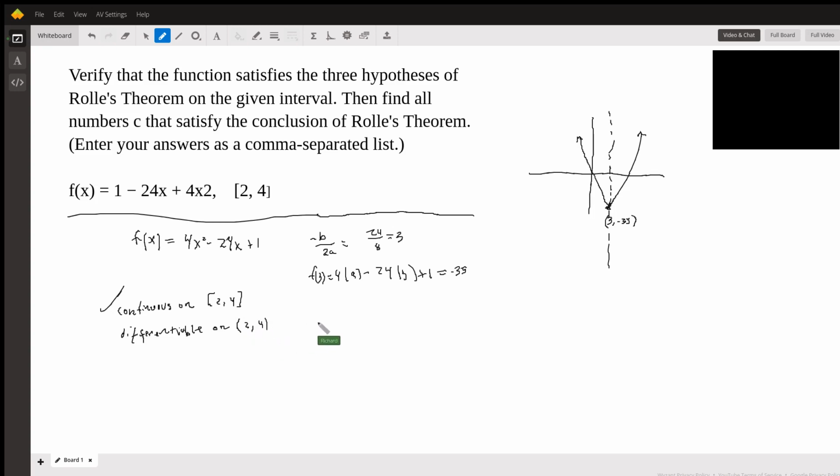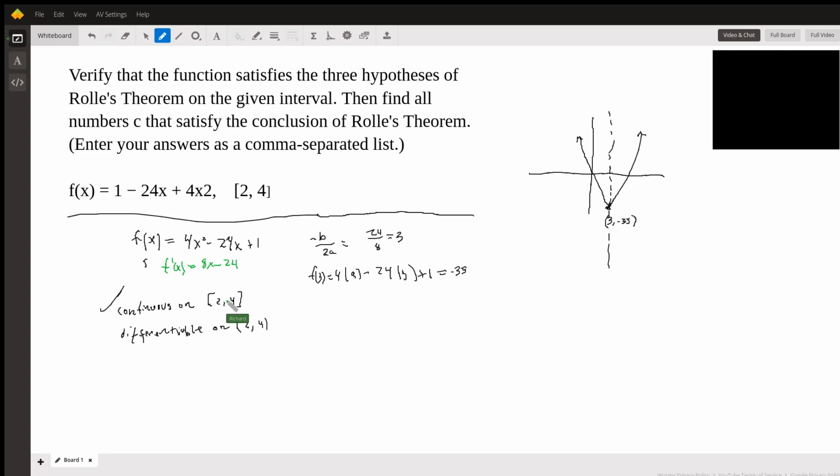So let's take a look at that next point. Let's find the derivative. So f prime of x. We're just using the power rule here. So it's 8x minus 24.